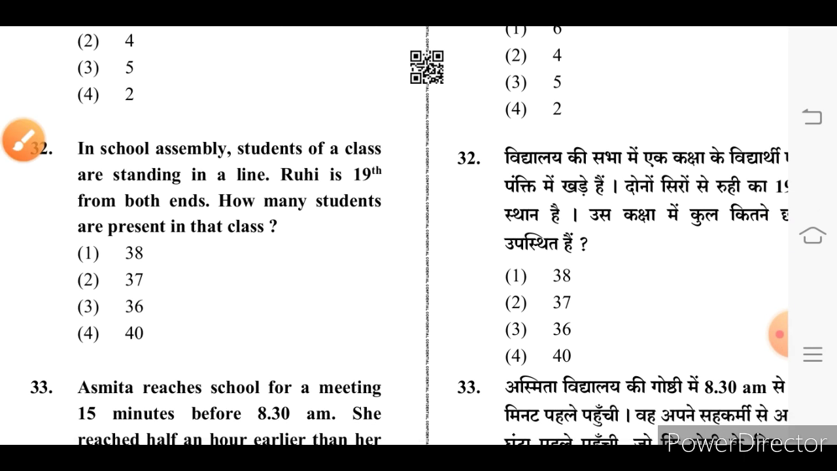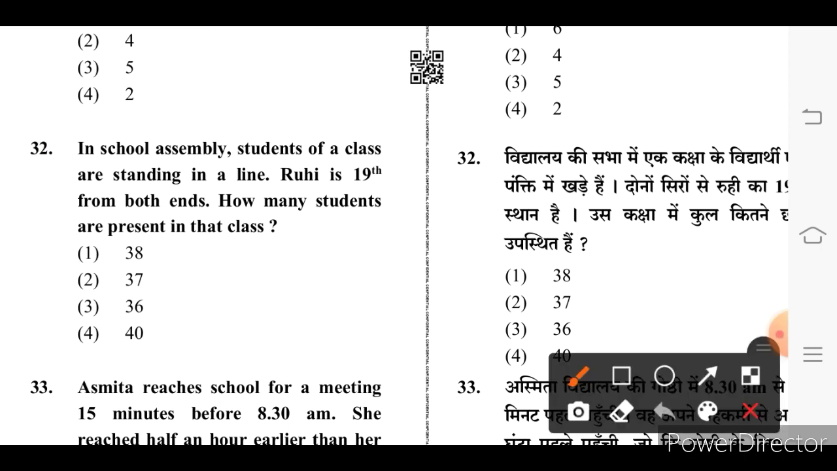Next question. In a school assembly, students of a class are standing in a line. Ruhi is 19th from both ends. How many students are present in that class? They are standing like this for the assembly. These are their positions, and this is right and this is left. From left and from right, Ruhi is in 19th place.